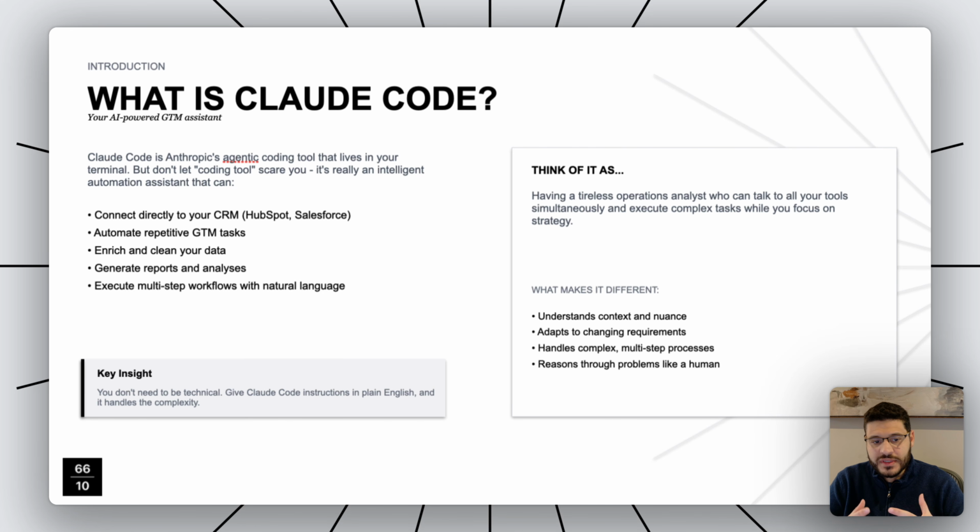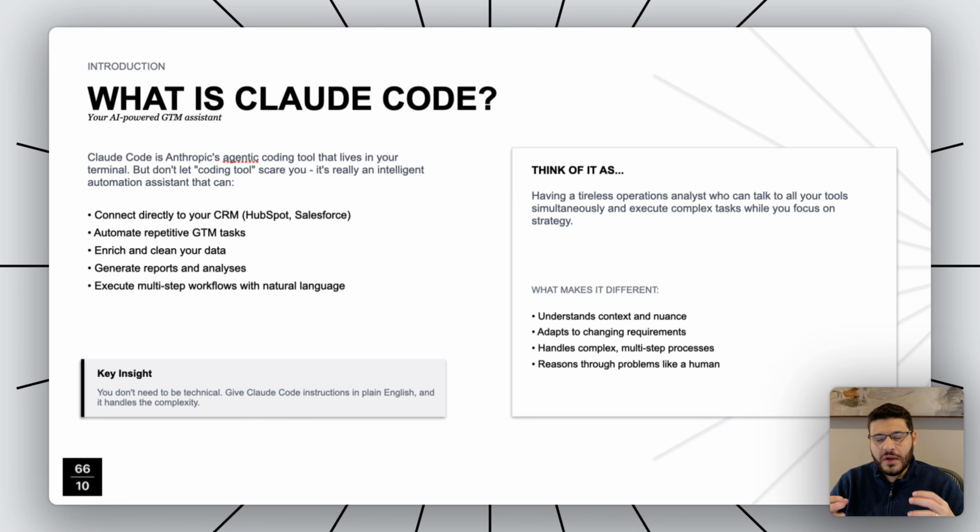And the beauty of this tool is it allows you to do a couple things, right? It can connect directly to your CRM, right, through things like MCPs. It can help you automate repetitive go-to-market tasks. It can help you enrich and clean your data. It can help you generate reports and analysis. It can execute multi-step workflows with natural language, right? So kind of think of it as having a tireless operations analyst who can talk to all your tools and execute tasks for you while you focus on strategy.